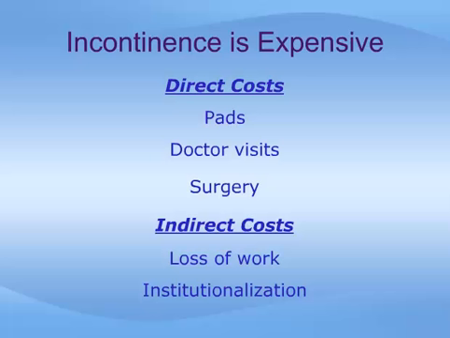Urinary incontinence is a significant burden to our society. Direct costs related to incontinence include the costs of purchasing protective pads, payment to physicians for evaluating and treating incontinence, and the hospital costs related to treatment. Indirect expenses include loss of work following treatment or due to withdrawal from work for fear of leakage. Nursing home care for incontinent individuals is also very expensive.